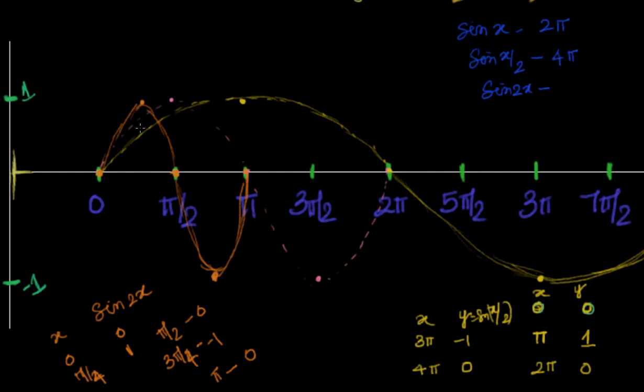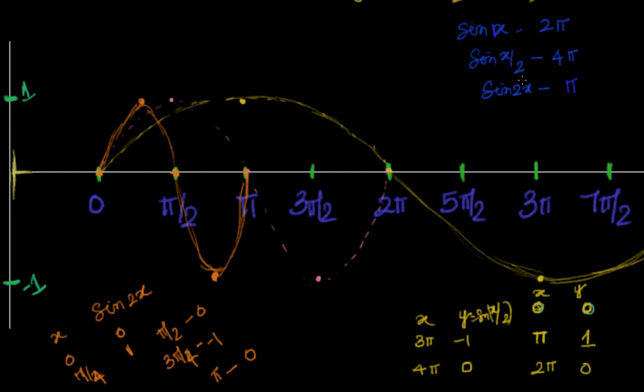I take this as a point. Now you can see that the period is only pi. If I start again from here, I will get the same picture again. That means for sin 2x, the period is pi. So you can see here: for 1x it is 2 pi, for x by 2 it is 4 pi, for 2x it is pi.